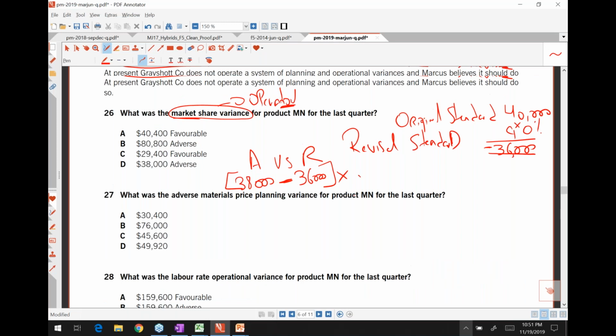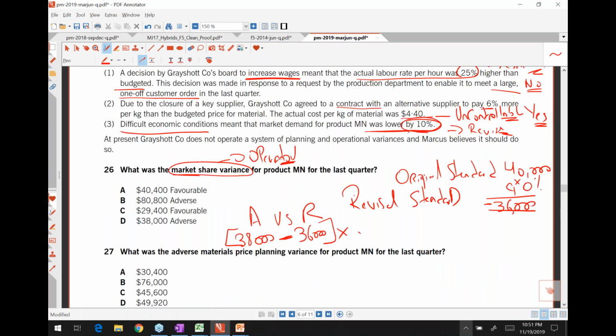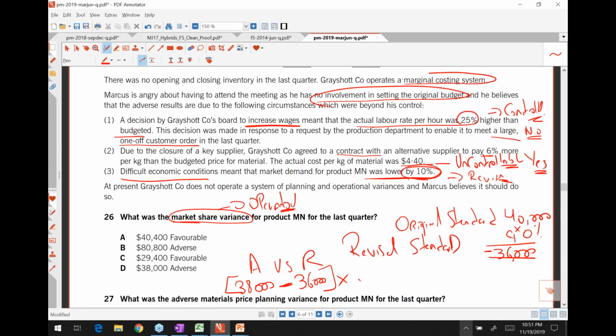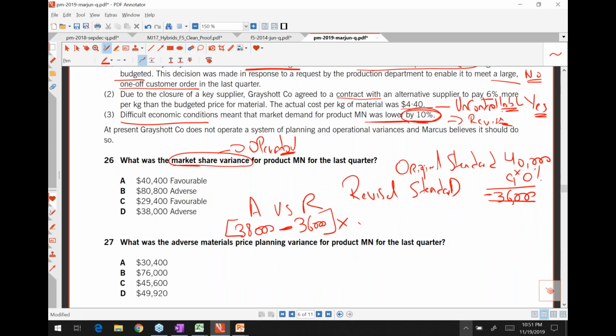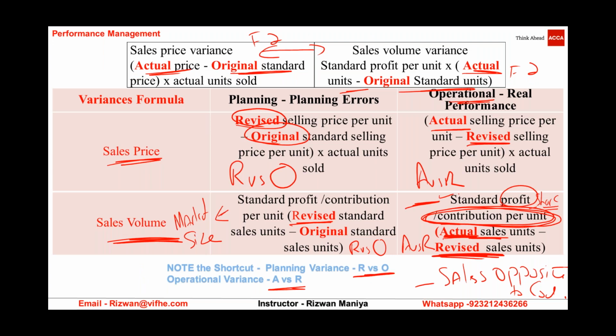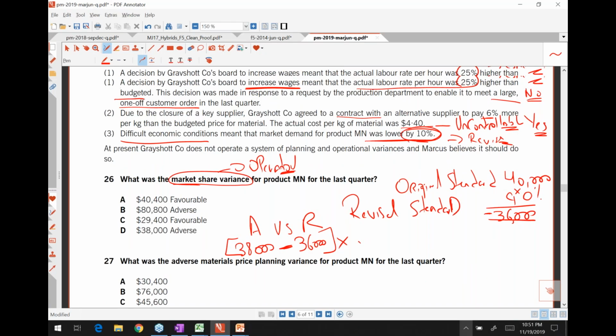The question says the company uses a marginal costing system, and when it says marginal, you have to use what? As I mentioned, we have to use contribution. So I need standard contribution, right? So can you work out that for me? Yes, we can work out standard contribution.